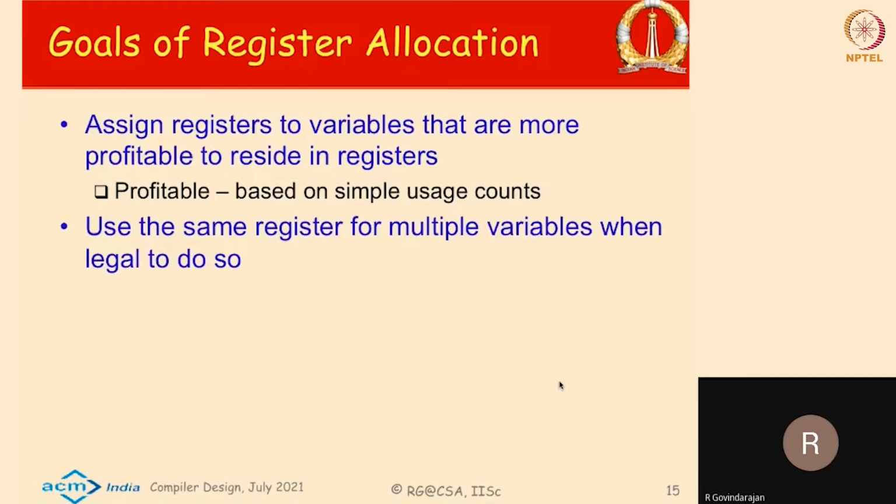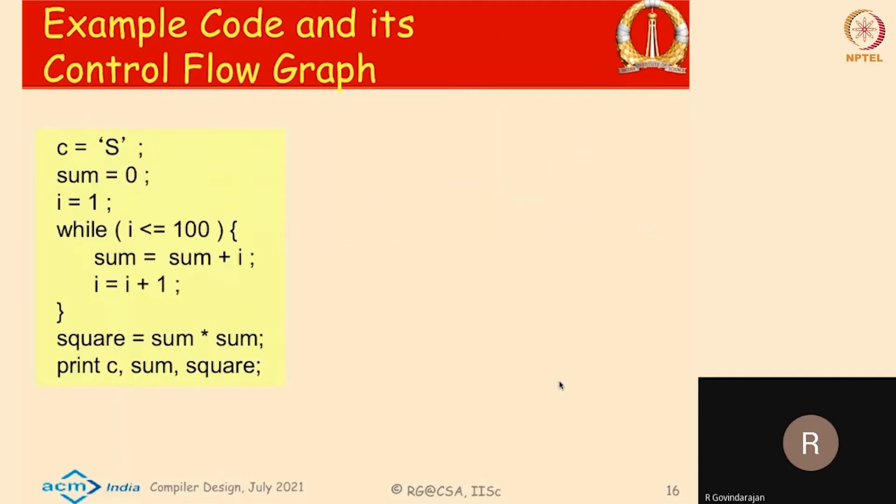And of course, when you do this register allocation, as I mentioned earlier, if two variables do not conflict with each other, then the same register can be allocated to them. That is, the same register can be allocated to multiple variables as long as they don't conflict with each other. So the usage-based register allocation method essentially looks at the program, tries to compute which variables are being used more often, and then tries to allocate registers for that.